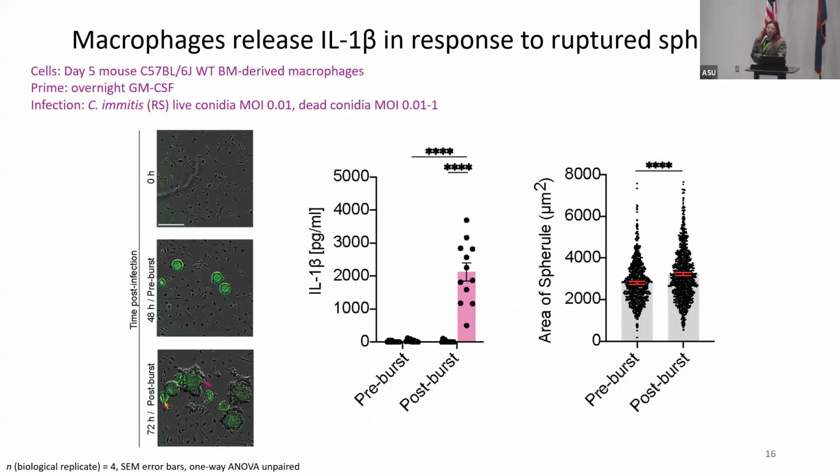So as spherules mature, we were able to notice that by day 3, they began rupturing and releasing endospores, as you can see by the arrows here. And they leave behind this ruptured spherule wall. This post-burst stage is characterized by the release of IL-1 beta, and by FGF, we can also see that the area of these spherules increases.